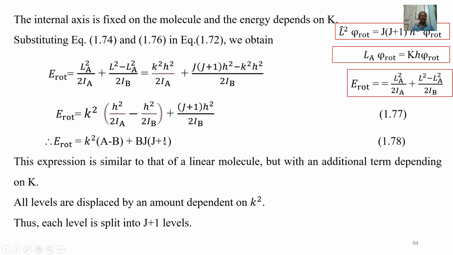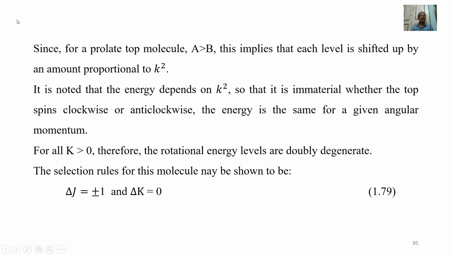This expression is similar to that of a linear molecule, but with an additional term depending on k. All levels are displaced by an amount dependent on k squared. Thus, each level is split into j plus 1 levels. Since for a prolate molecule A is greater than B, each level is shifted up by an amount proportional to k squared. It is noted that energy depends on k squared, so it is immaterial whether the top spins clockwise or anti-clockwise. The energy is the same for a given angular momentum.